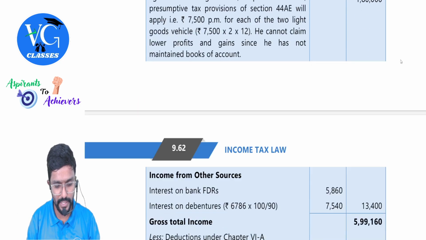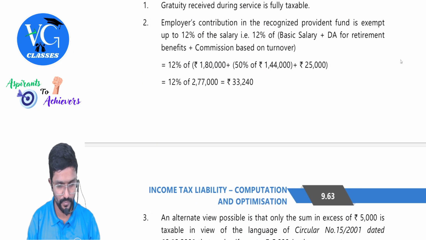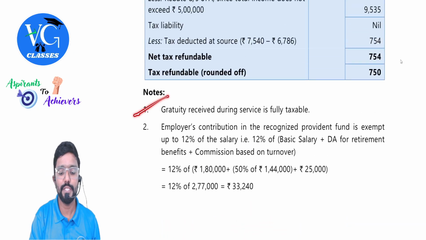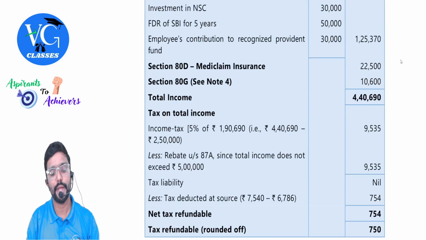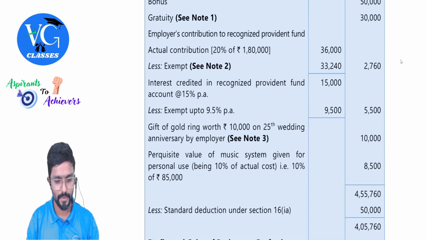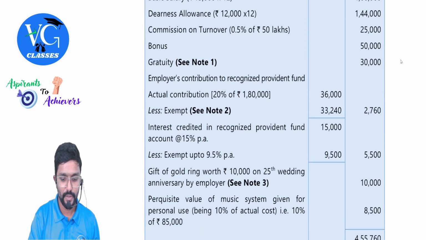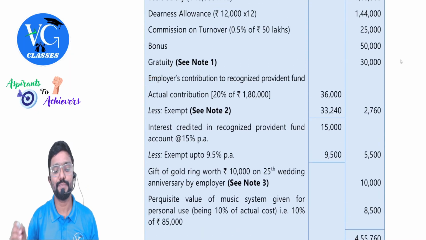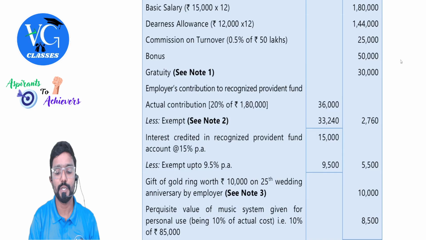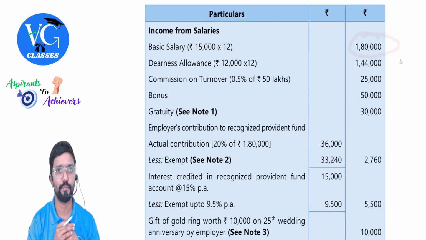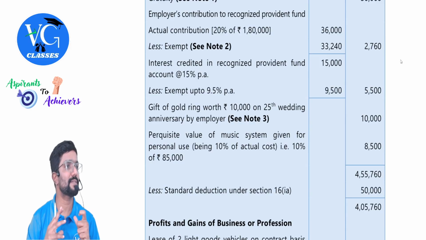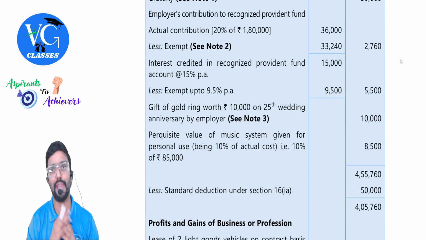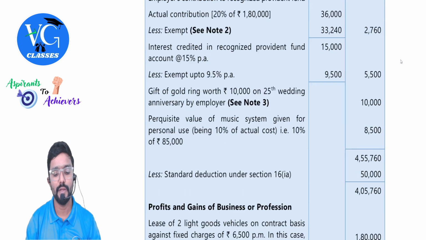They have mentioned a note. Let us see the note. Gratuity received during the service is fully taxable. Okay, sir. Next. Employer contribution to recognized provident fund. Actual contribution is how much? 20% of basic pay. How much is exempt, guys? 12% of salary as per section 10 clause 12. Yes, sir.